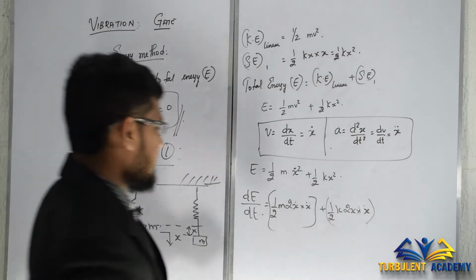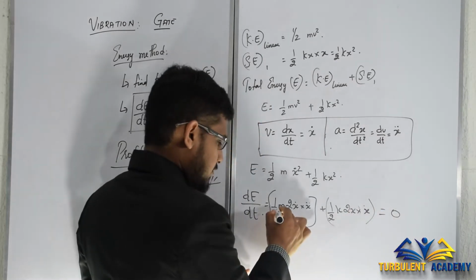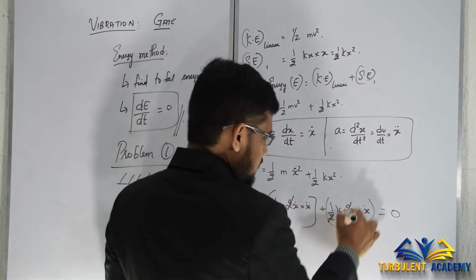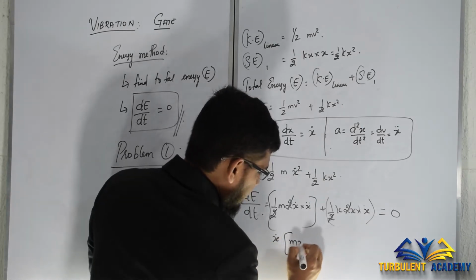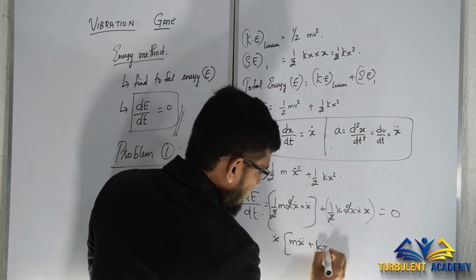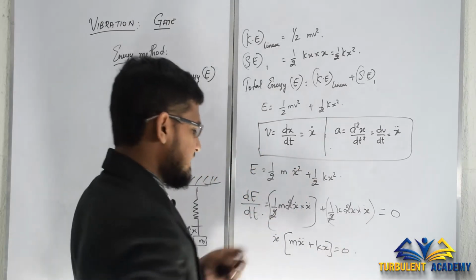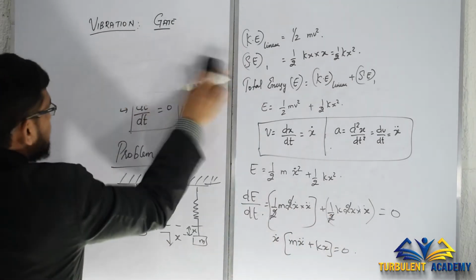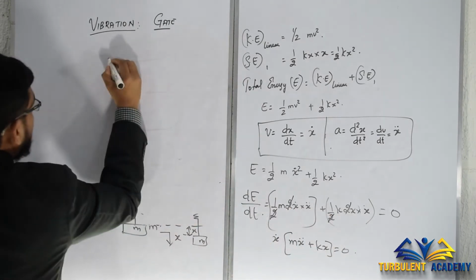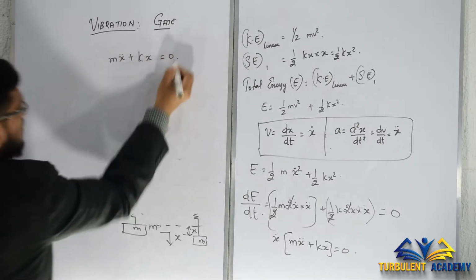Now this is done. So just solve this. Since it is equal to 0, I am going to solve this. The 2 cancels. I can take x dot as common outside: x dot times (m x double dot plus kx) equal to 0. So x dot is common, I can take it to the other side and it gets cancelled. So the final answer I could have is m x double dot plus kx equal to 0.